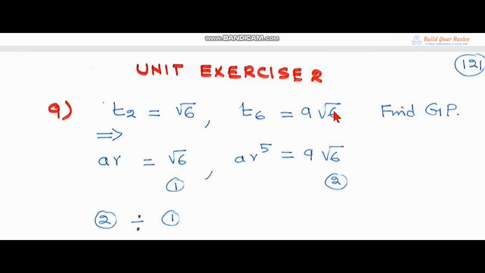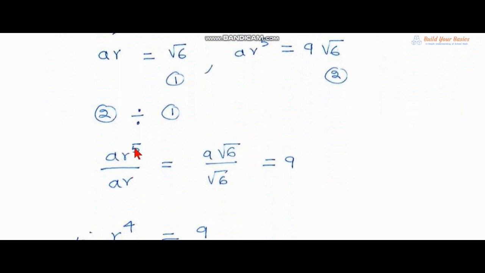T6 is 9 root 6, that is AR power 5. 2, so 1; 6, so 5. AR power 5 is 9 root 6, given. Equation 1, equation 2. Let us divide equation 2 by equation 1. Divide left hand side, divide right hand side. So AR power 5 divided by AR is equal to, divide right hand side, 9 root 6 divided by root 6.